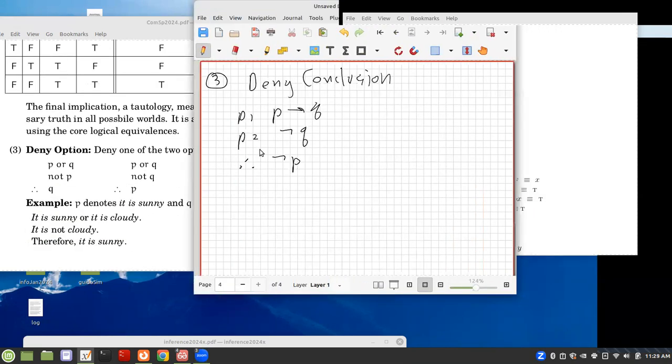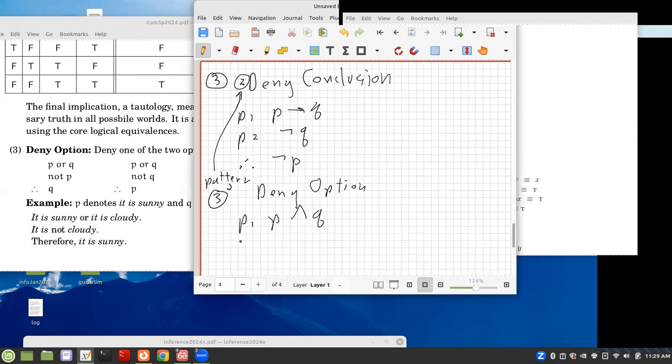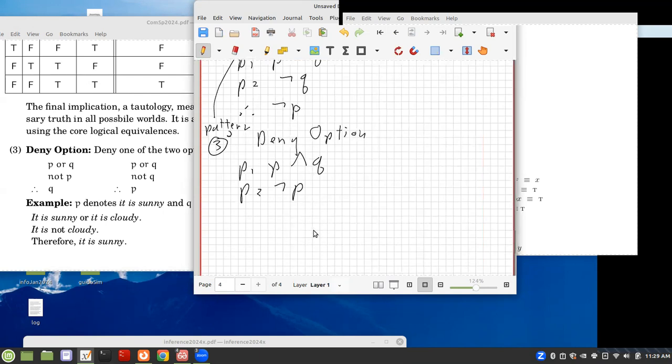This was video segment 3 and pattern 2. And pattern 3 is what I call deny option. So its premise is an alternative, P or Q. Premise 2 is not P. And then the conclusion here. So if I know that P or Q is true, and I know that P is not true, then I know that Q is true.